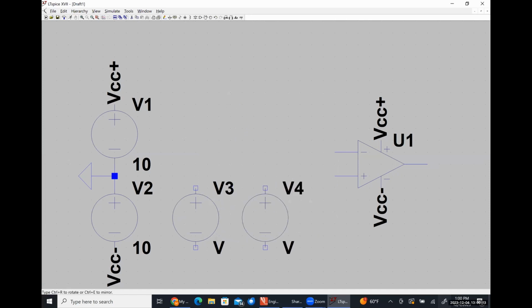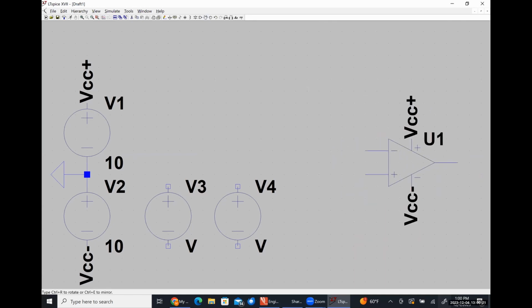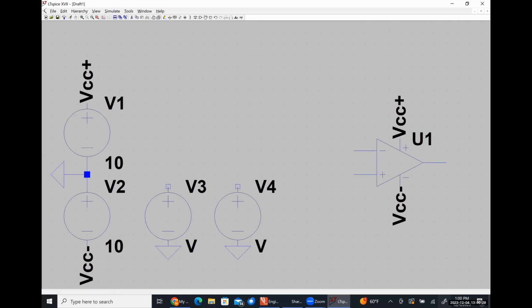So one's going to be my reference, the other one's going to be my input voltage, and because I'm so close, I'm just going to move this stuff over a smidge. So I'm going to put my ground terminals at the bottom of each of these. Let's make V3 my input voltage. So I want my input voltage to go from 0 volts to 10 volts, right? Because that's how I defined it earlier.